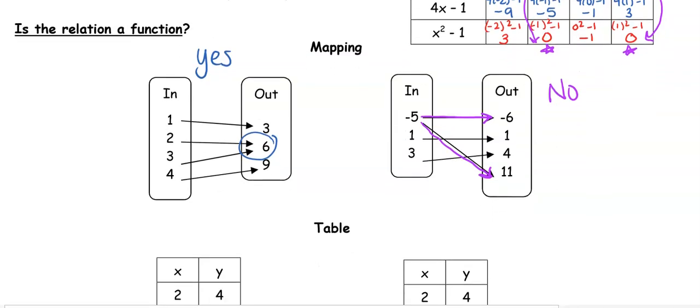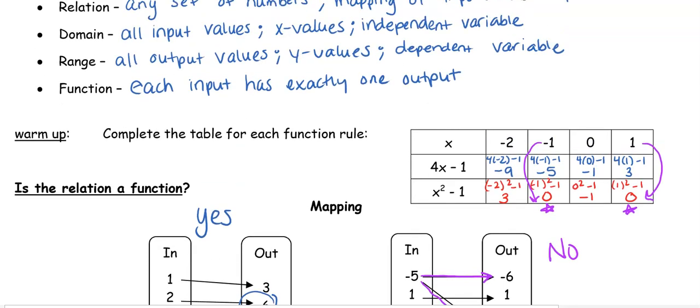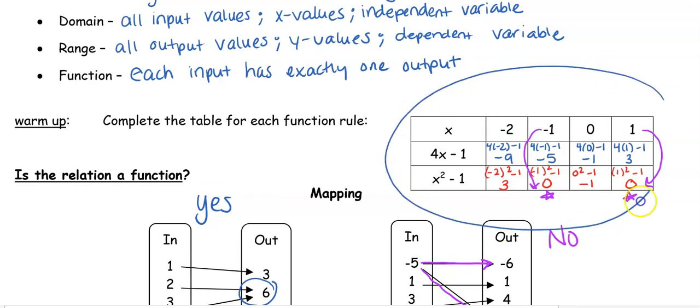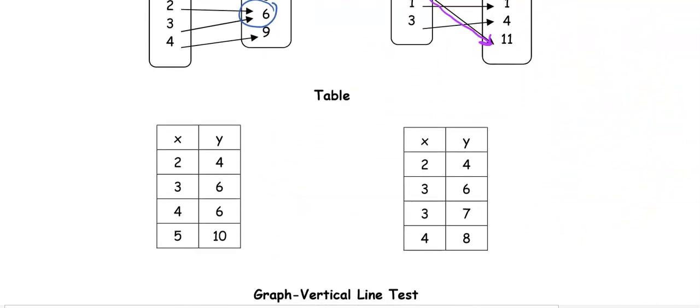And the next one, we're looking at the exact same thing, but we're going to look at it as a table. A table is just another mapping. A table is what we created up here. So if it's easier, what you can do is you can create a mapping.